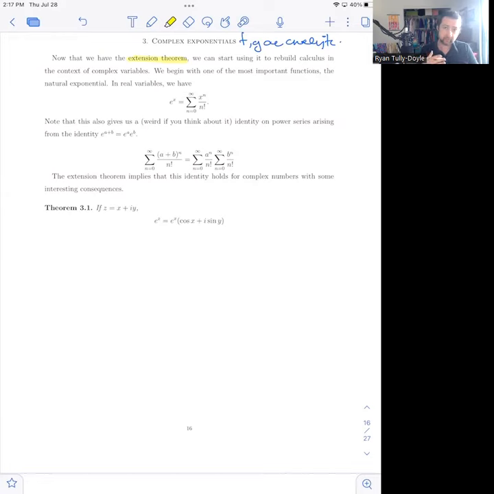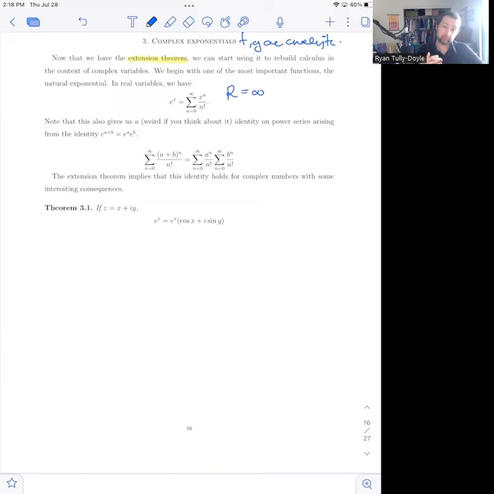So let's start by looking at maybe the most important function of calculus, which is the exponential. So the natural exponential e to the x. So in real variables, at some point through one definition or another, you stumble across the power series definition of e to the x, which looks like the following: the sum of x to the n over n factorial. And one thing that we should note is that the radius of convergence of this thing is infinite.